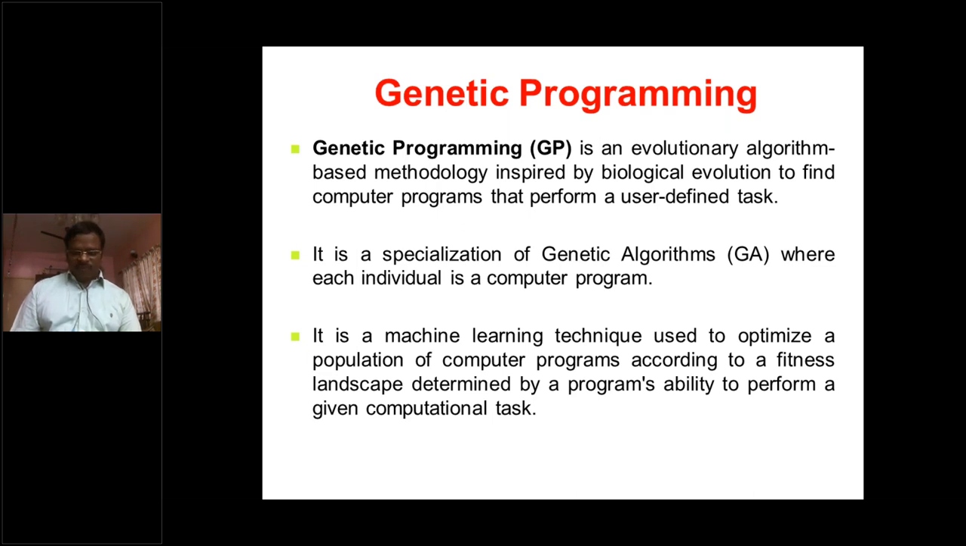What are the genes of genetic algorithms? In a genetic algorithm, 0 and 1 are the genes, and the combination of 0 and 1 are chromosomes, which are done by means of this genetic programming.